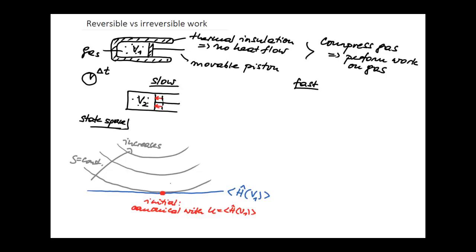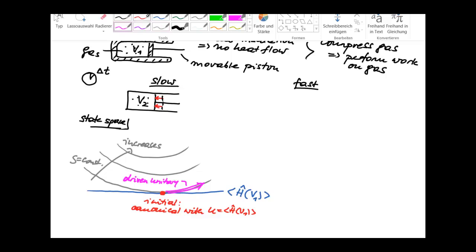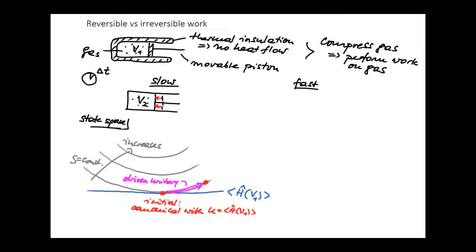Unitary evolution preserves the entropy. So after this compression, the system is in a state which has the same entropy as the initial state. So in this schematic picture, we are moving along this curved gray line, which is a line of constant entropy. So compression implies that we are moving along this gray line of constant entropy. This is a driven unitary evolution. And then we end up in this state here.